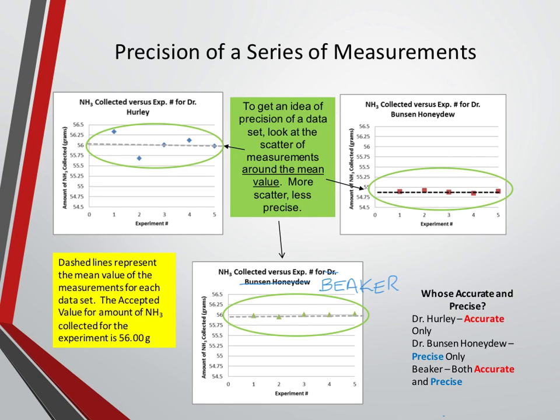And the last scientist, Beaker, remember his was 55.89. That was his average mean value of all his data. But when you plot each one of his points against that mean value, you can see that there's very little scatter here. So Beaker is precise. So recapping everything, Dr. Hurley was accurate, but he's not precise. Dr. Bunsen Honeydew was precise, but not accurate. And Beaker has both precision and accuracy.